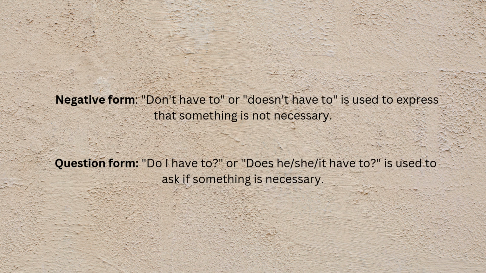Negative form: don't have to or doesn't have to is used to express that something is not necessary. Question form: do I have to? Or does he/she/it have to? Is used to ask if something is necessary.